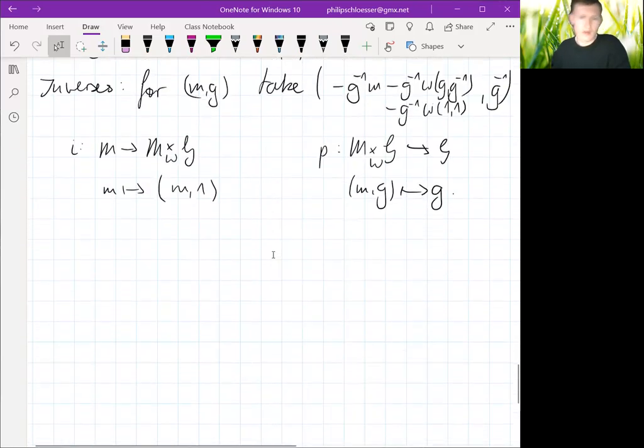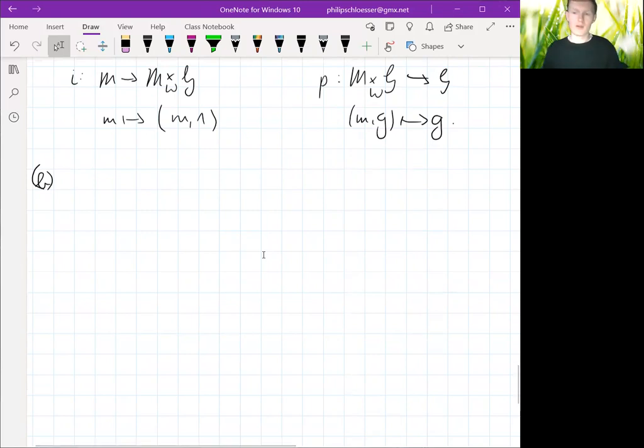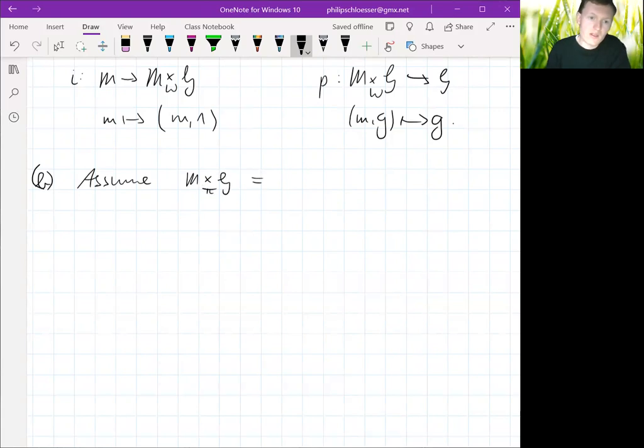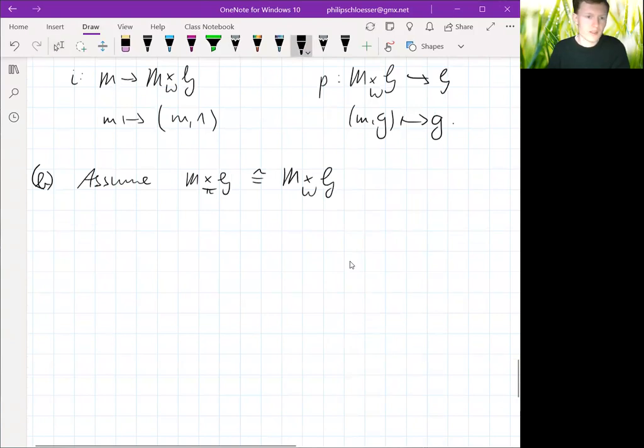Now the second step is we want to show that equality modulo coboundaries is the same as, or induces, isomorphism. So assume that M cross pi G is isomorphic to M cross omega G. And let's call that isomorphism psi.